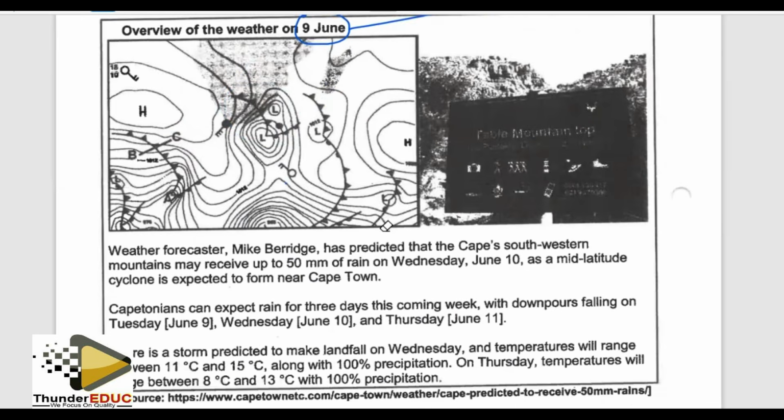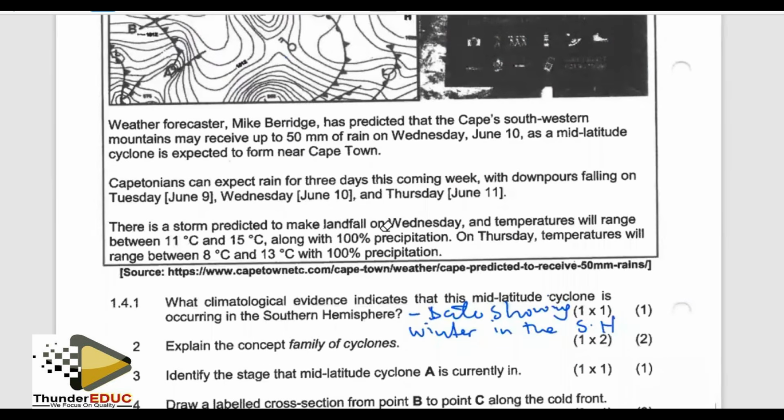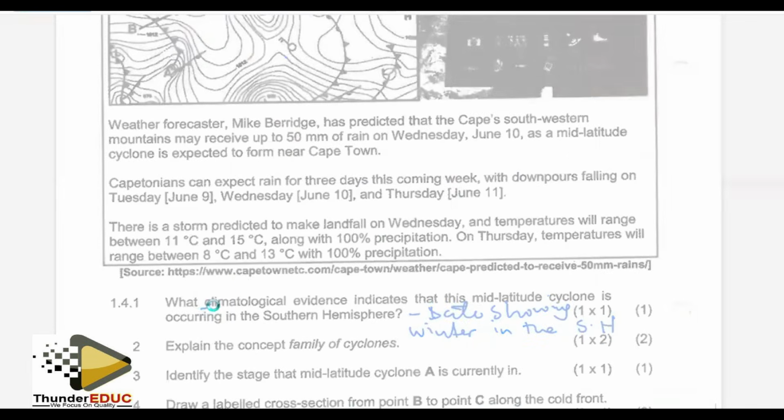Remember, we need to be very careful with this question. It talks about climatological. Okay, wait for my pen to react. It's technology sometimes.